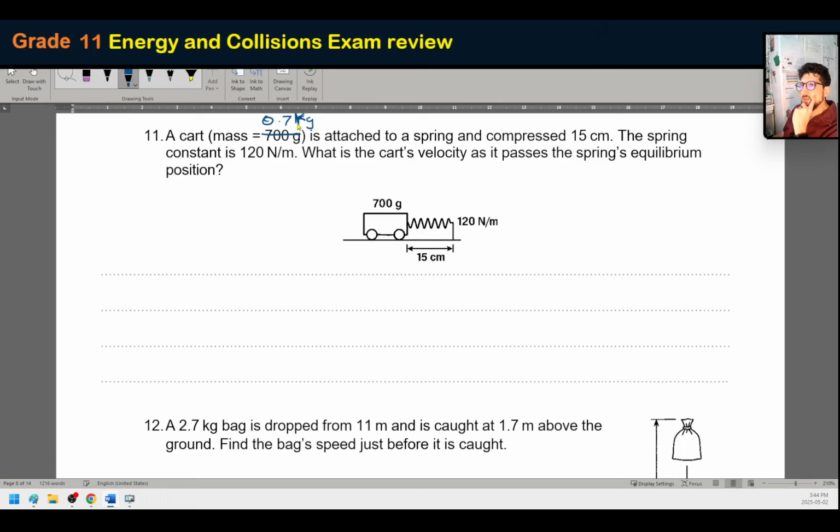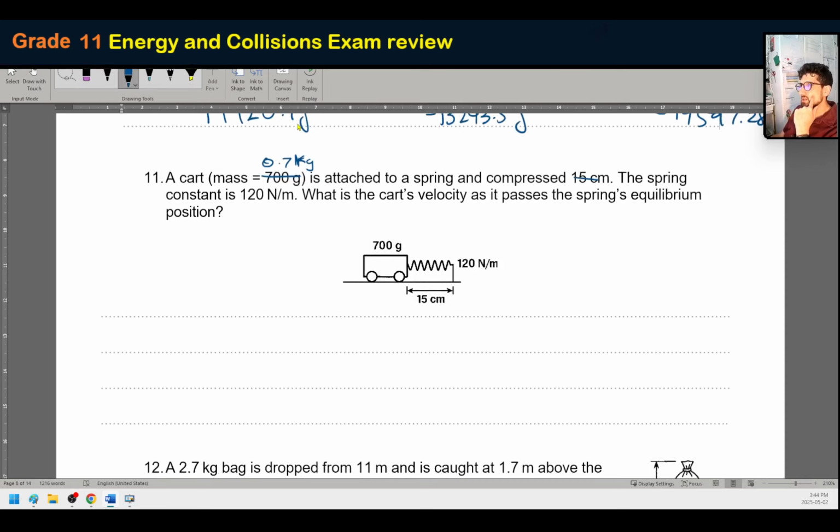So a 0.7 kilogram cart is attached to a spring and compressed 15 centimeters. Once again, I have to change that to 0.15 meters because I have to divide by 100. The spring constant is 120 newtons per meter. What is the cart's velocity as it passes through the equilibrium position, which is the starting position?